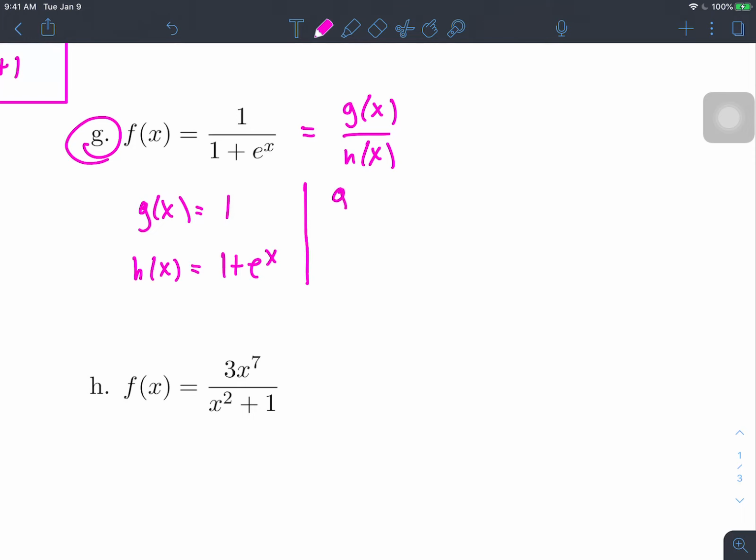Okay, now we compute the derivatives. What is g prime of x? 0. And what is h prime of x? Just e to the x. Very good.